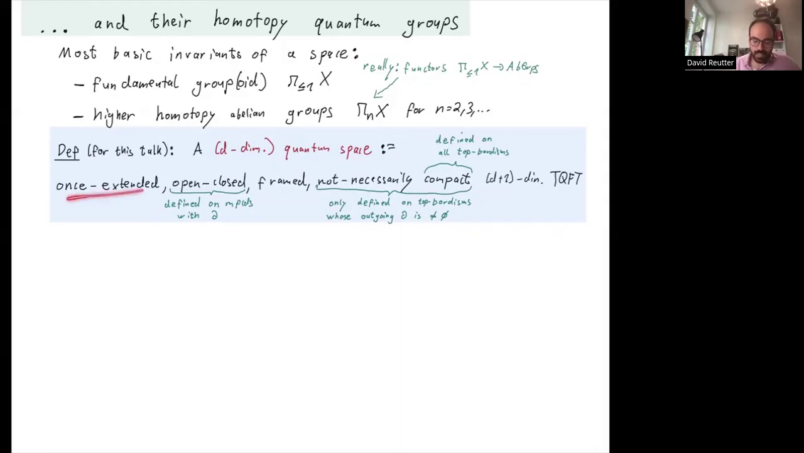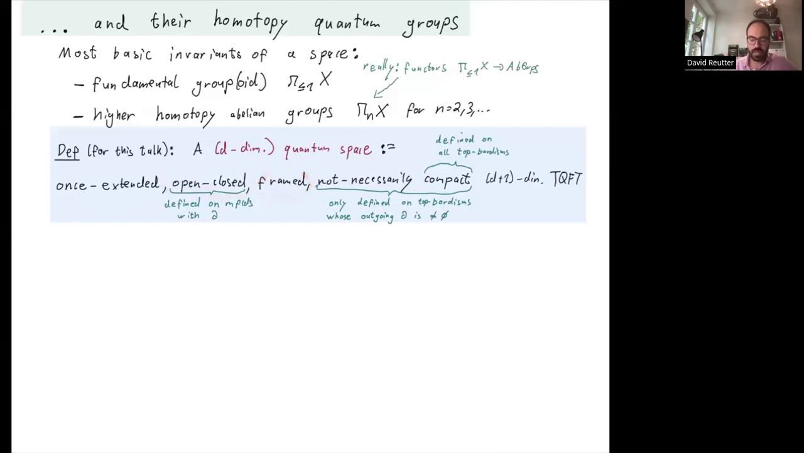it's a so-called once extended, open-closed, framed, not necessarily compact, d plus one dimensional TFT. So what I mean by that, it's a functor that's defined on a once extended bordism category. So it's defined on a bordism category where objects are d minus one manifolds, morphisms are d-dimensional bordisms between them, and two-morphisms are d plus one dimensional bordisms between these bordisms. Open-closed means I do allow manifolds with boundaries for the objects and everywhere. So I'm just allowing these open boundaries.